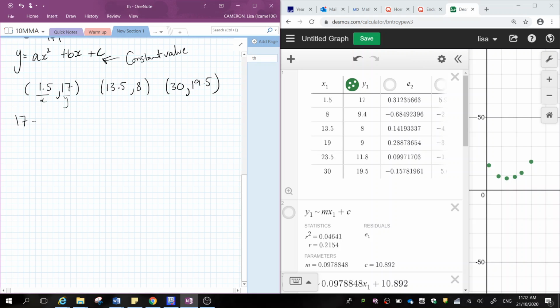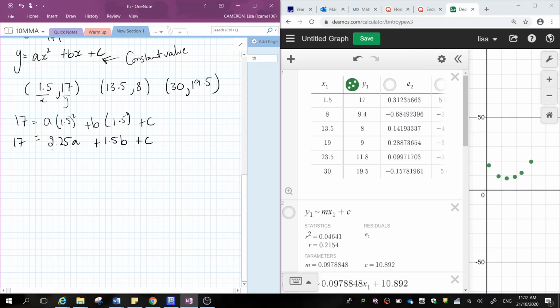So 17 equals a times 1.5 squared plus b times 1.5, plus c. So I'm going to rearrange this so it's in the form of c equals, because then I'm only looking to get 2 different values. Okay, so now I've got 1.5 squared is equal to 2.25. So I've got 17 is equal to 2.25a plus 1.5b plus c.